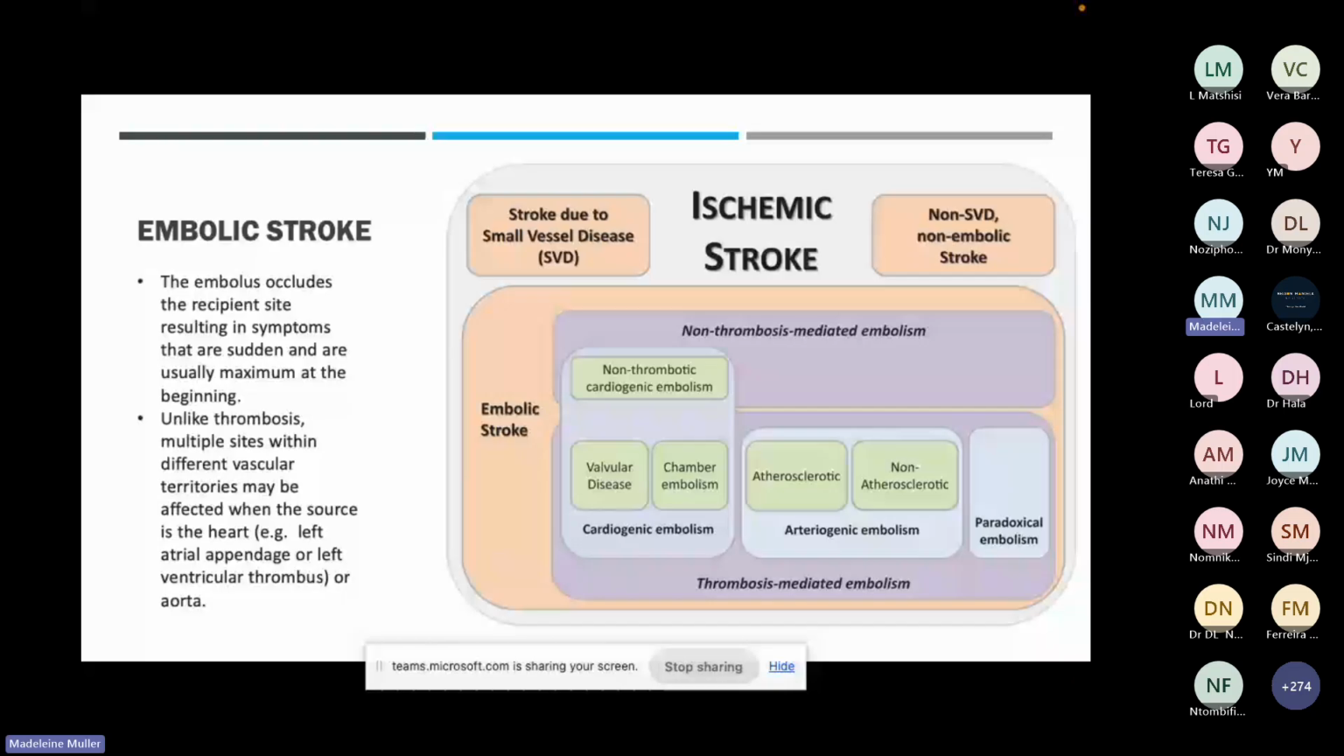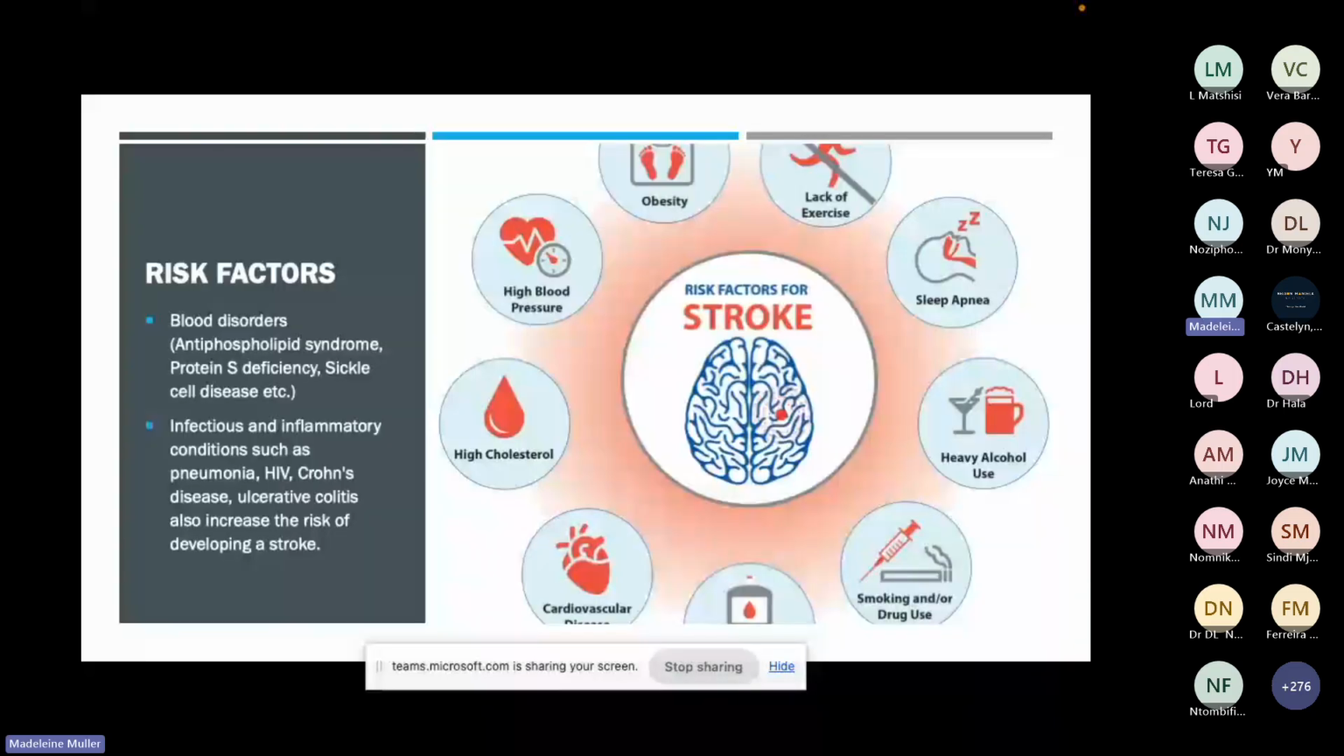Right, going into the risk factors. So we've got the common risk factors that most people know about. So the high BMI, a sedentary lifestyle, sleep apnea, heavy alcohol use, smoking or other drug use like the amphetamines, diabetes, cardiovascular disease, dyslipidemia, and high blood pressure.